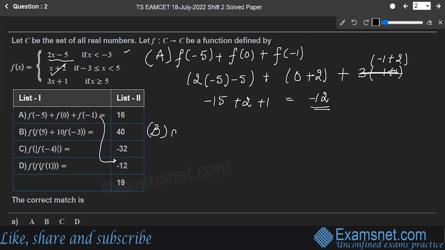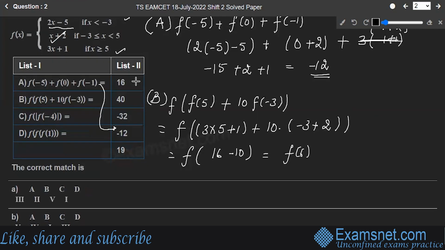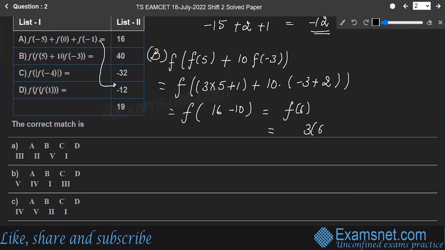So B says f of f of 5 plus 10 f of minus 3. Okay, since it is 5, this can be written as f of 3 into 5 plus 1 plus 10 into minus 3 plus 2, which will be f of 15 plus 1, that is 16, plus minus 10, that is f of 6. Now this is greater than 5, so I'll take 3x plus 1 now. So this is equal to 3 into 6 plus 1, which is equal to 19. So this matches with the last one, 19.